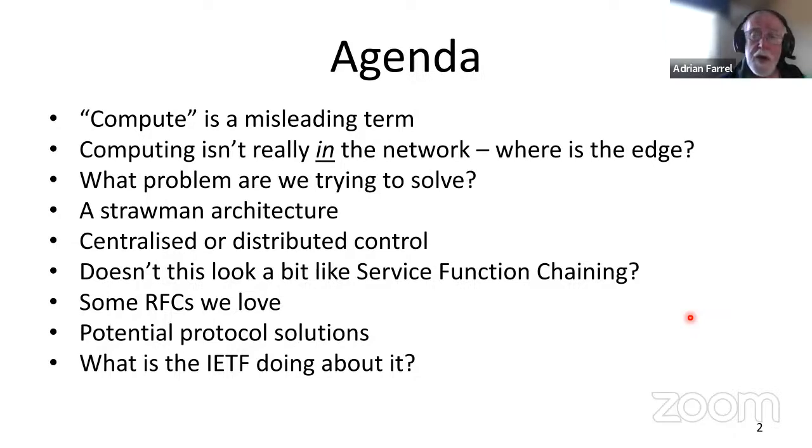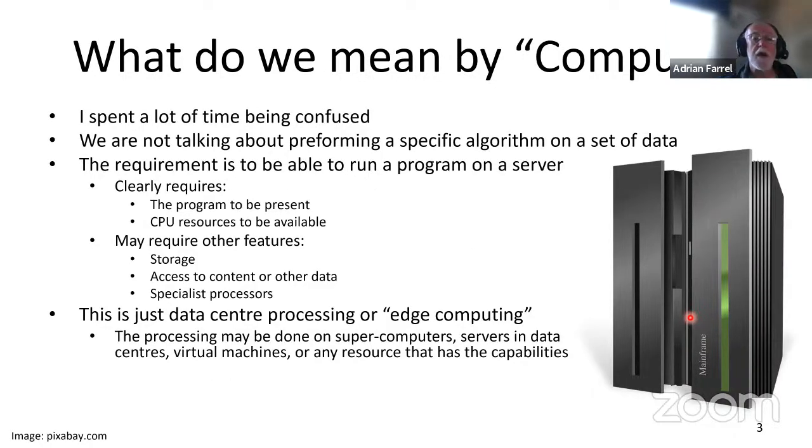So, compute. I spent a lot of time being confused by what the compute-aware networking effort was all about. We're not talking specifically about computing, running algorithms on a set of data. We're more interested in being able to run some program, some function on a server that's remote. That requires obviously that the program is present, it's been instantiated somewhere, and that the CPU resources are available. But there may be other features as well that are part of this. They could be storage, they could be content, they could be specialist things that happen on specialist processors.